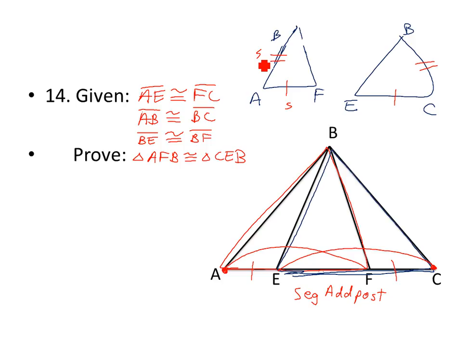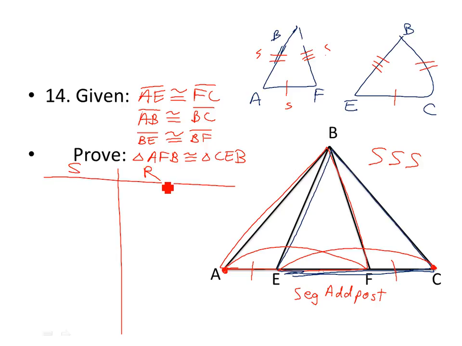Let's go back to the given again. Segment BE is congruent to segment BF. Are they in our two triangles? Yes. BE, BF. Another pair of sides, right? Is that enough to say the two triangles are congruent? Yeah, by what? Side, side, side. So we should be able to go through and prove this.